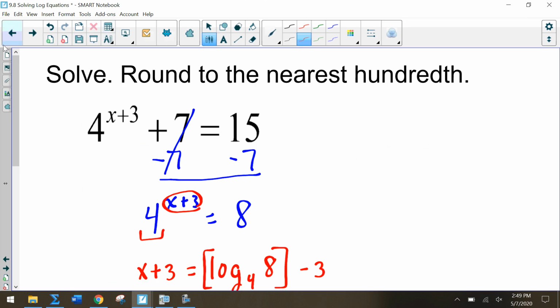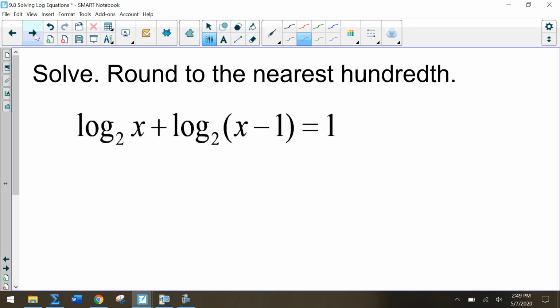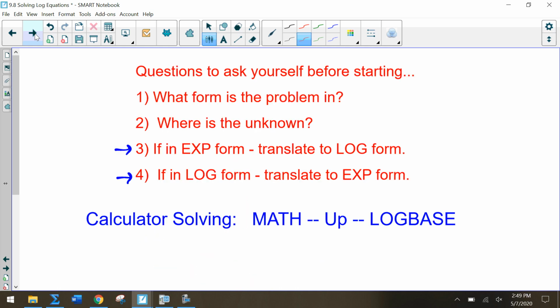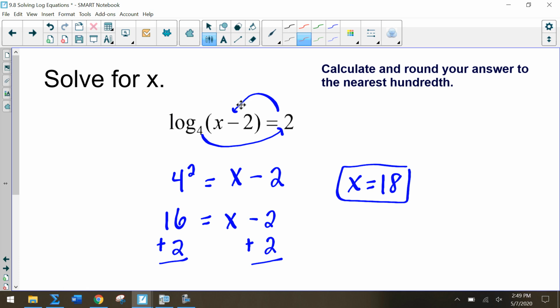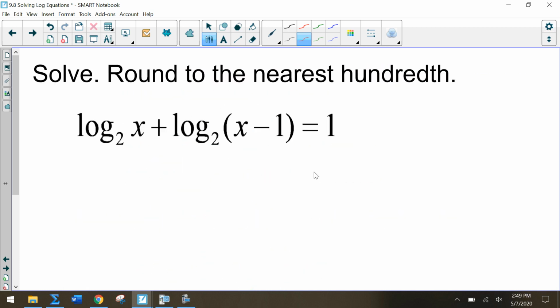All right, let's look at the next one. Okay, so is this in log form or exponential form? If you see the word log, it's in log form. But a way for us to write in exponential form, if we go back to our previous log problem, we had a single logarithm equal to a number. So how can I make this a single logarithm on the left side?